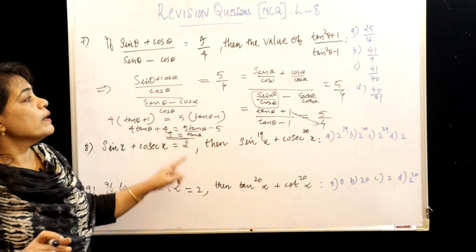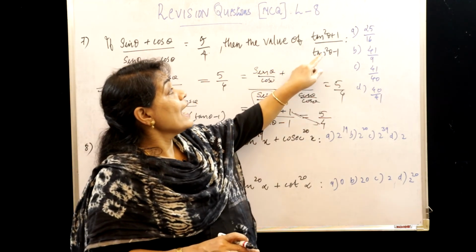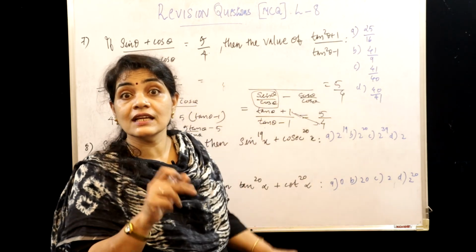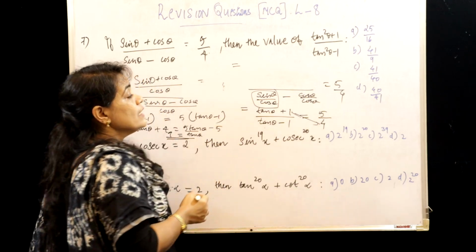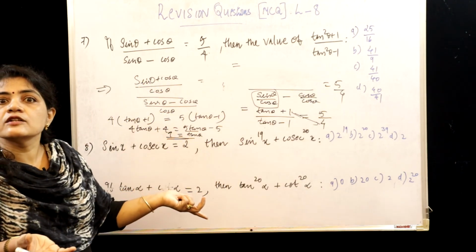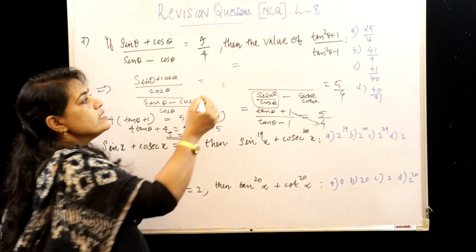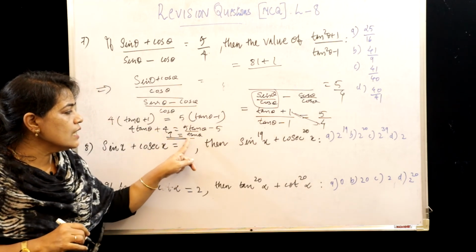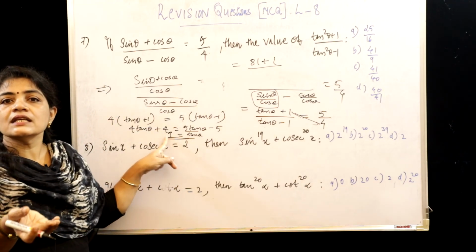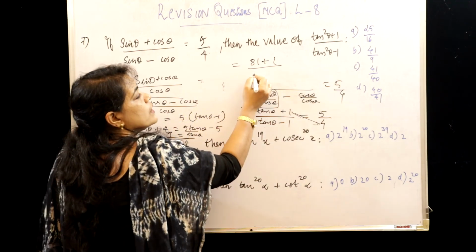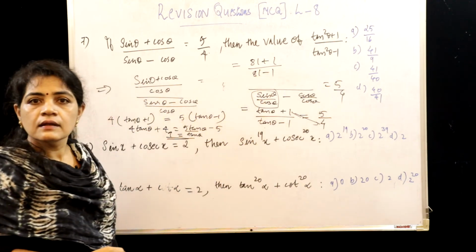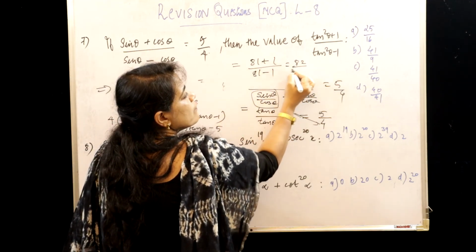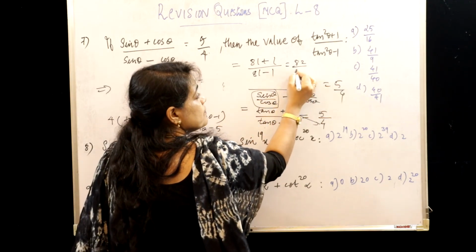Is the idea clear, children? But what we need to find out is tan square theta plus 1 divided by tan square theta minus 1, and we have tan theta as 9, so what will be tan square theta? 9 square, that is 81, plus 1. If tan theta equal to 9, tan square theta is 9 square, right? So tan square theta minus 1. Understood? Numerical value: 81 plus 1, 82, divided by 81 minus 1, which is 80.